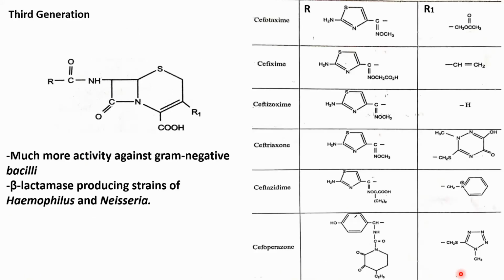Next you can see the third generation drugs. These third generation drugs are more effective against gram-negative bacilli, and they are also resistant to beta-lactamase producing strains. Because of that resistance, they are more active antibiotics. Here you can see the examples of third generation drugs.